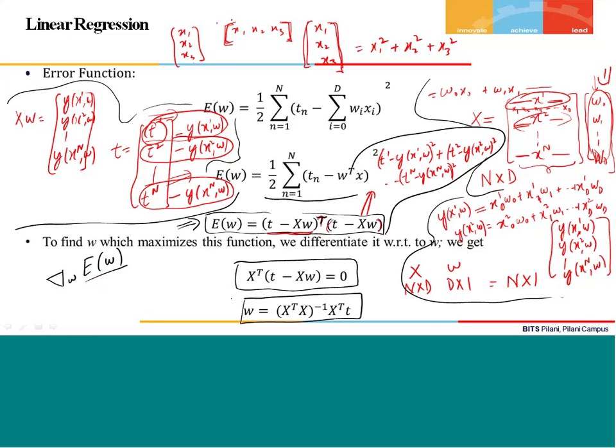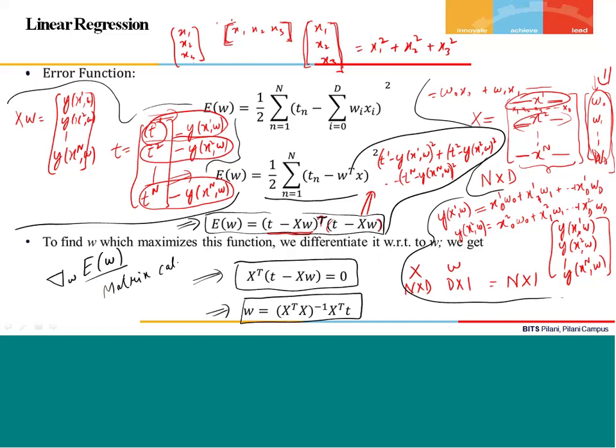So this result for w is in closed form. If somebody asks you to derive the value of w in closed form, you can follow these steps. For this step, when you have to differentiate with respect to w, you need to see a little matrix calculus.